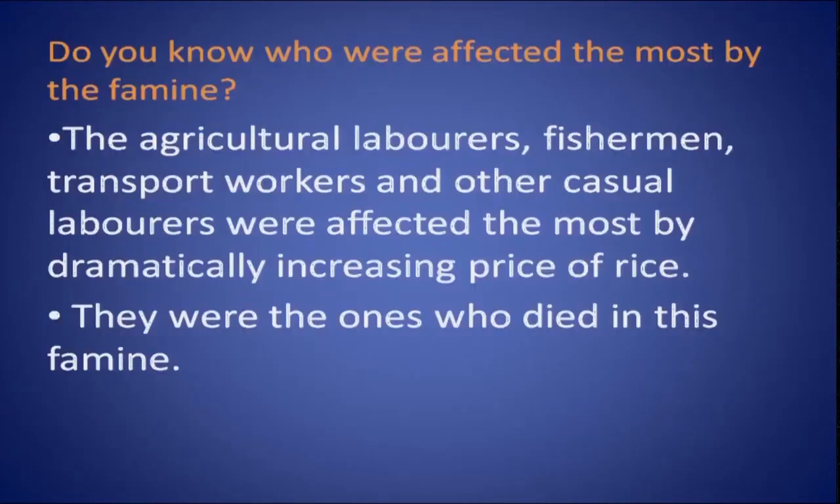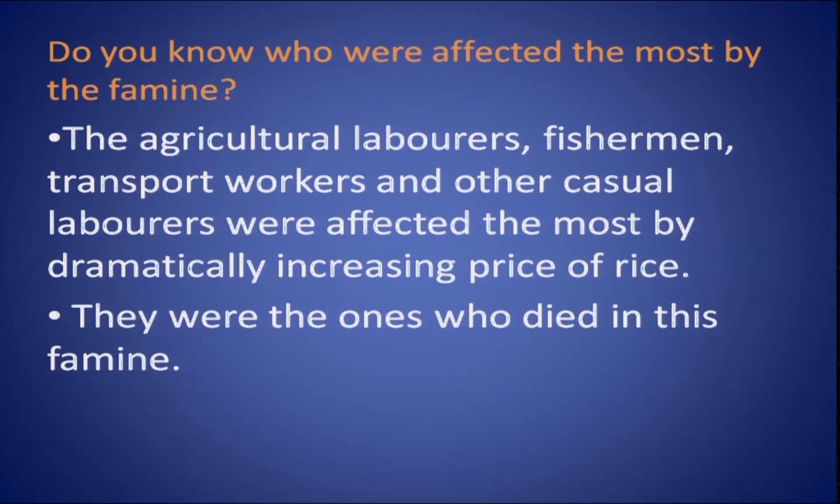So, do you know who were affected the most by the famine? We know that because of famine, a large number of people are killed. But how and who? Who were the people affected by this? The agricultural laborers, fishermen, transport workers, and other casual laborers were affected most by the increasing price of rice.